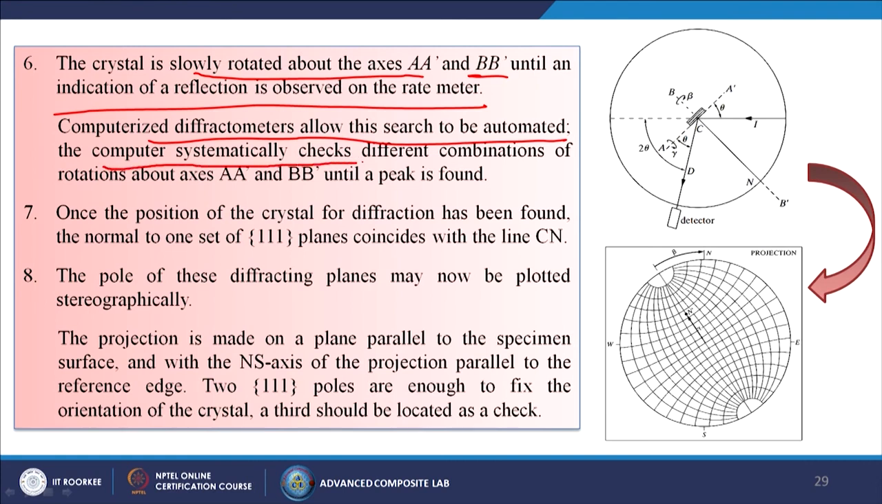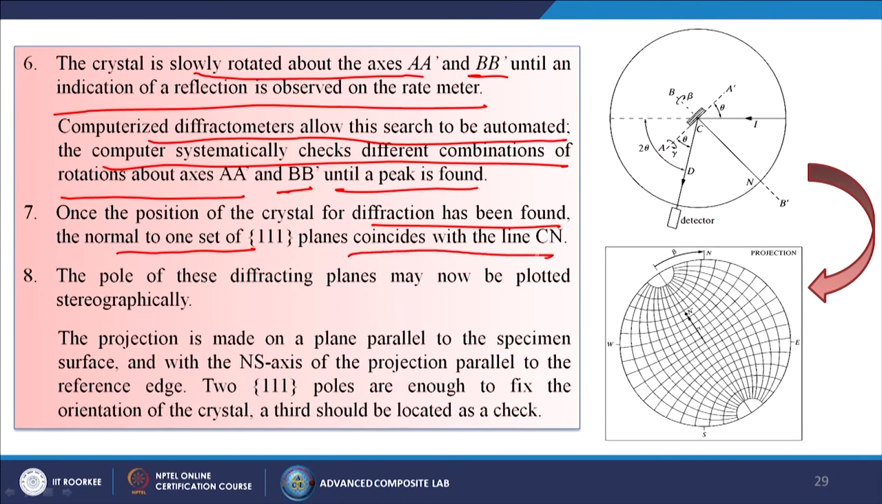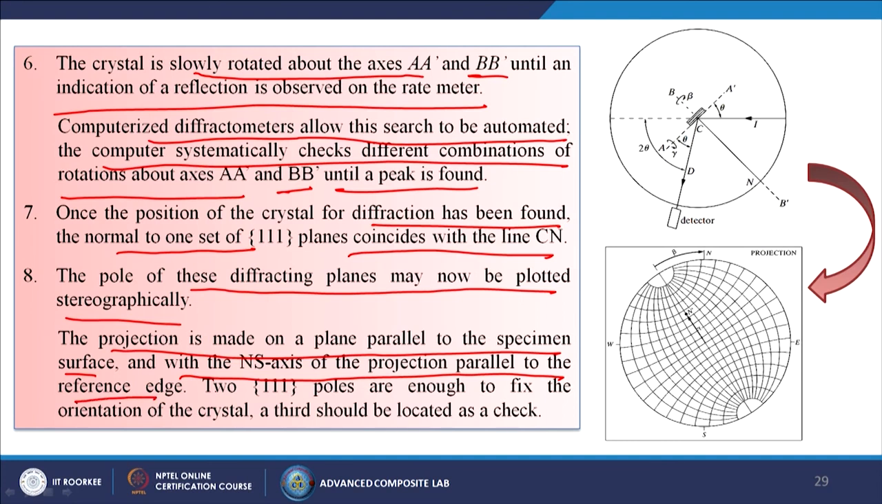The computer systematically checks different combinations of rotations about the axes AA prime and BB prime until a peak is found. Once the position of the crystal for diffraction has been found, the normal to one set of form 111 planes coincides with the line CN. In this way we can plot all the points. The poles of these diffracting planes may now be plotted stereographically. The projection is made on a plane parallel to the specimen surface, with the NS axis of the projection parallel to the reference edge. Two form 111 poles are enough to fix the orientation of the crystal. A third should be located as a check.